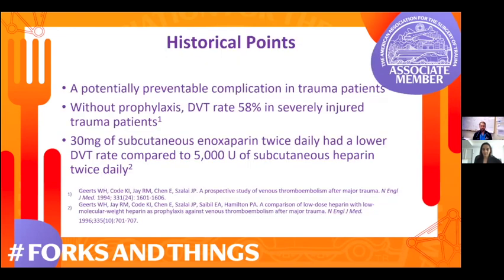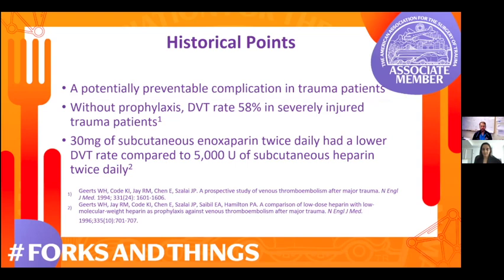We're going to go over the appropriate treatment of VTE prophylaxis to decrease the rate of DVTs and PEs after trauma. This is a potentially preventable complication, and the rate of DVTs after trauma can be as high as 58%.